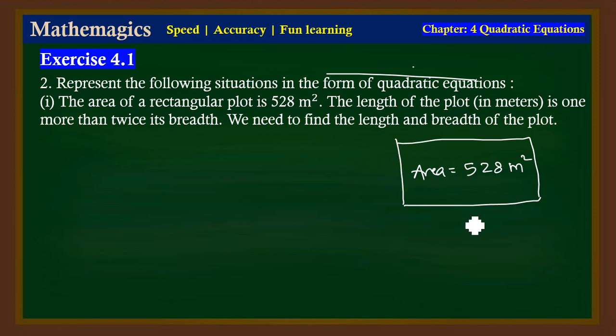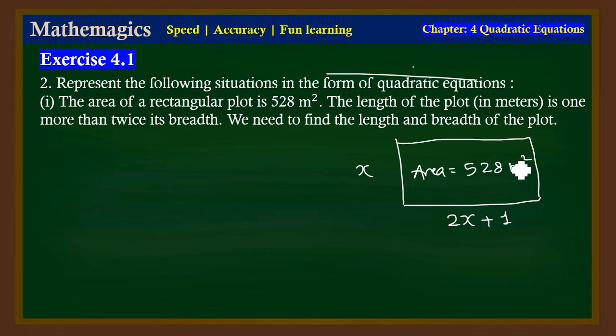So let us consider the breadth is equal to x. Then the length of the plot is 1 more than twice the breadth. I'm writing it once again. So that can be written as 1 more than twice the breadth, meaning twice the breadth is 2x, and there is 1 more.